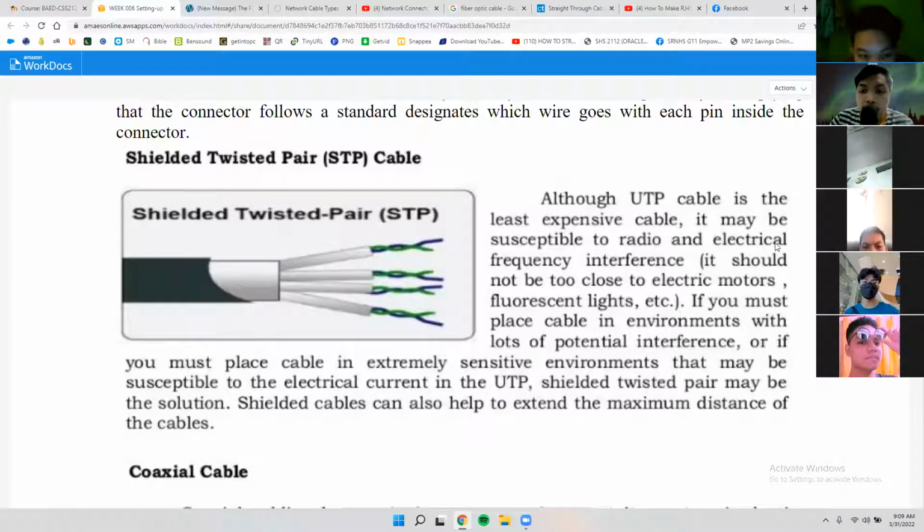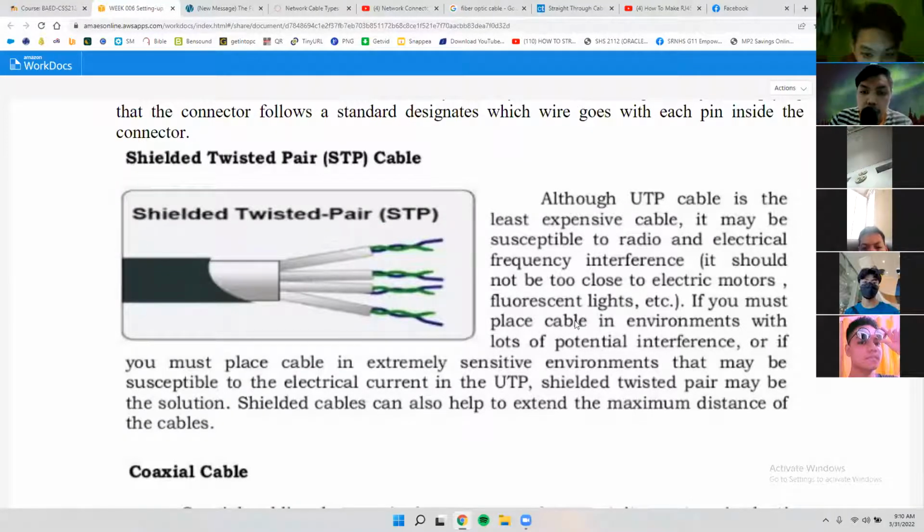Yes naman, no? Kasi iba-iba rin kasi ang category ng UTP, but at the same time depending on the brand. So it may be susceptible to radio and electrical frequency interference. Okay? It should not be too close to electric motors, fluorescent light, etc. So yun yung mga regarding sa UTP.